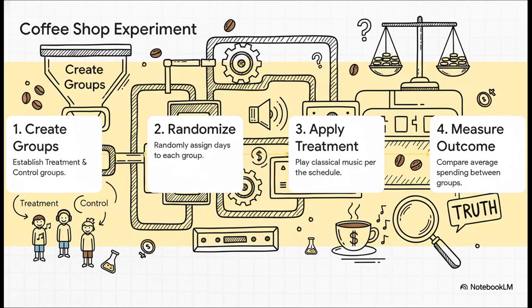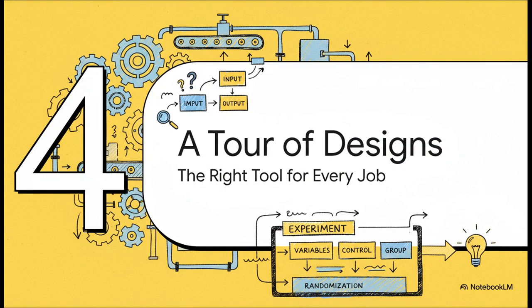Step 1, create the groups. We'll have our classical music group and our no music control group. Step 2, randomize. We'll randomly assign which days or which hours get the music and which don't. This is absolutely key. Step 3, apply the treatment. We play the music according to our random schedule. And finally, Step 4, we measure the outcome. We just compare the average spending between the two groups and see if there's a real difference. Awesome! We've built a basic machine.